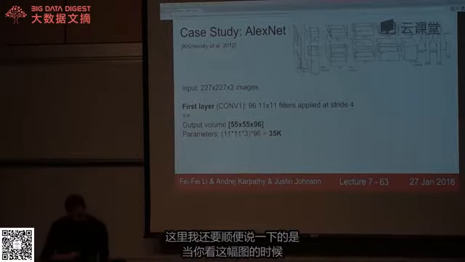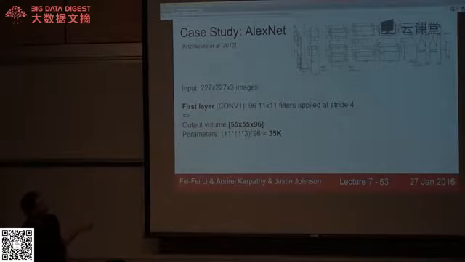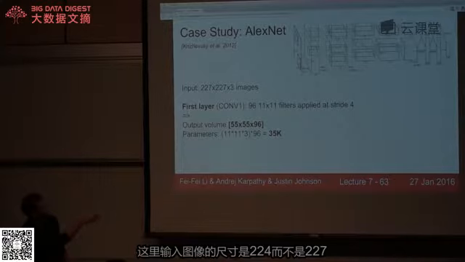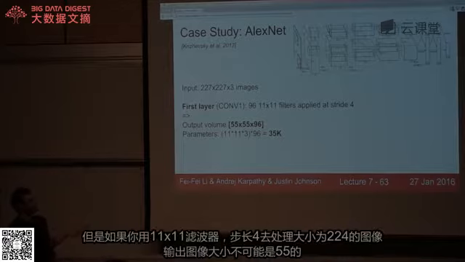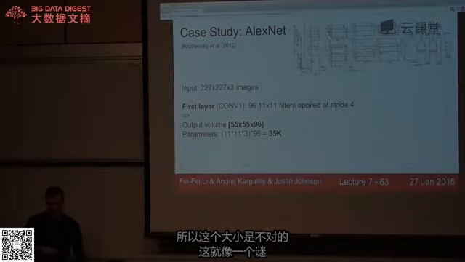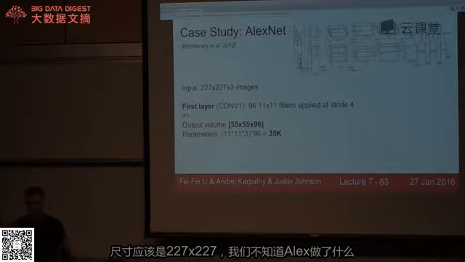One thing to note, by the way, is that when you look at this figure, you'll see that the input image says 224 instead of 227. So when Alex describes this architecture in the paper, he insists that the images are of size 224. But if you take 224 images through 11 by 11 filters at stride 4, you don't get 55. So it's improperly sized. And this is kind of a mystery that many people are always confused by when they read the paper. It does not work. The first layer should be 227 by 227. So we're not sure what Alex did.